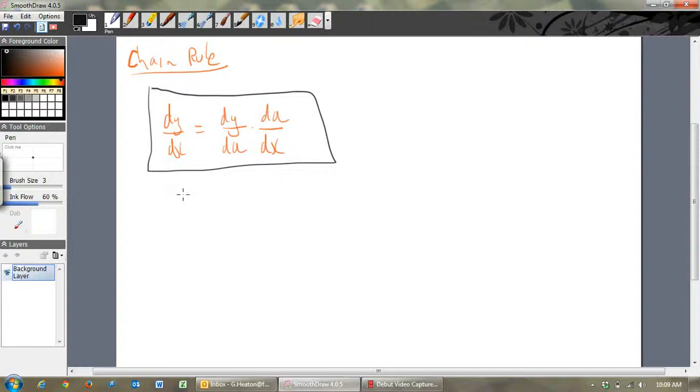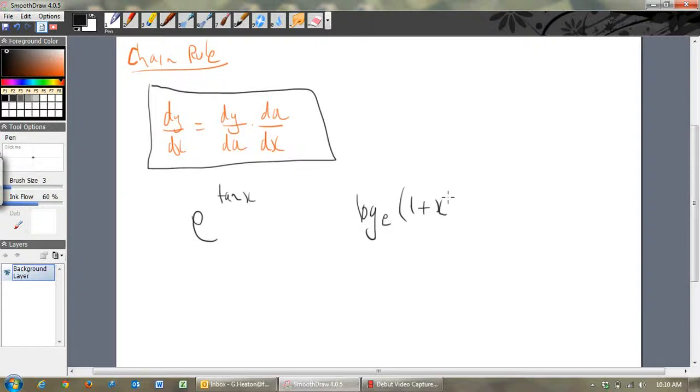What often happens is you have a function inside of a function. That is what you're looking for when you use the chain rule. If we've got the function e to the power of something, but then you've got a tan x there, can you see how there's a function of x inside of e to the x? That is where you might use the chain rule. Or if you have something like log base e of 1 plus x squared, can you see how 1 plus x squared is a function of x inside of the function log e? That's another situation.